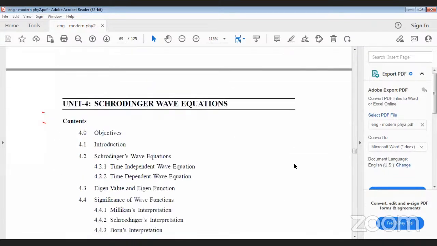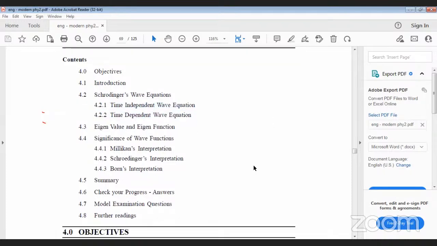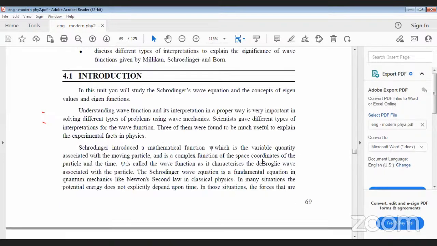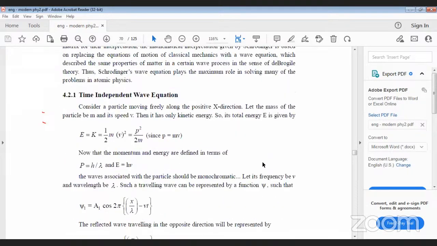Schrodinger wave equation, the most important one. Time dependent and time independent. From these two, there will be a 100% chance of a question. Time independent wave equation or time dependent wave equation. Next, Born interpretation, a short question. Eigenvalues and eigenfunctions, that is also short.